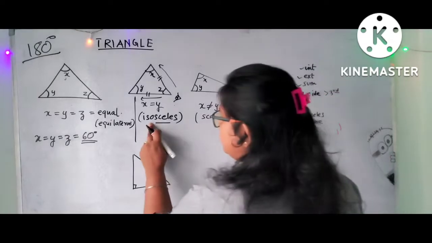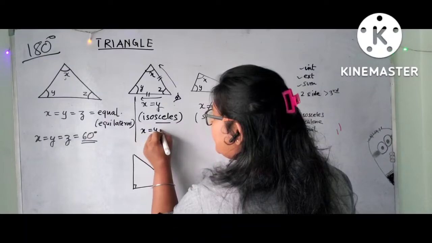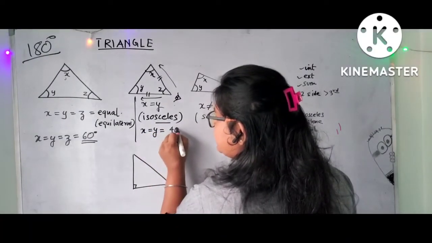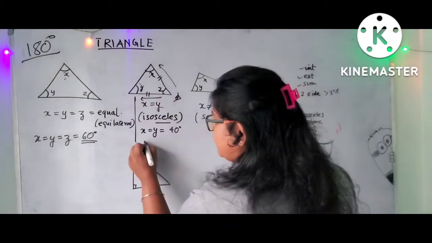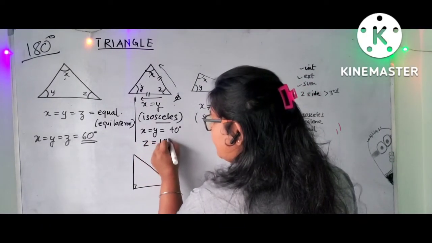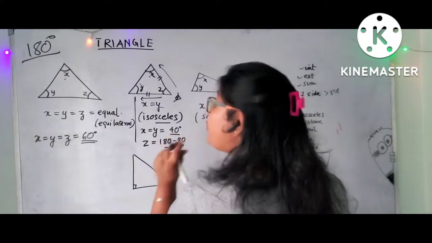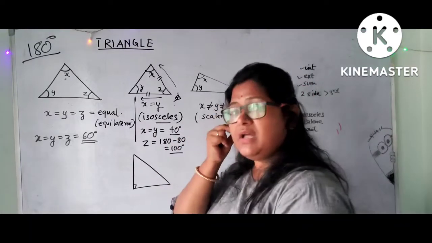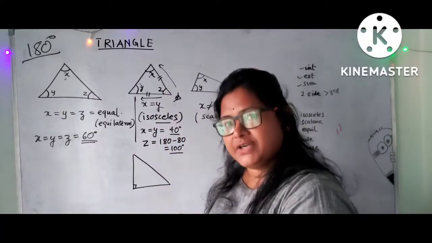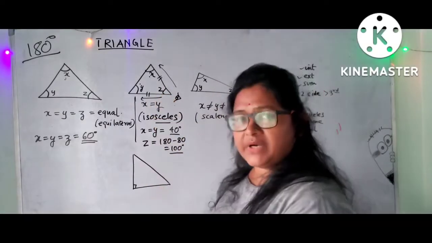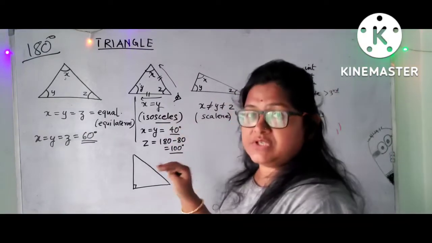Alright. Now in this case I can tell you, suppose x is equal to y and suppose they are 40 degrees each. 40, 40. That means it is 80. Then what will be my z? It will obviously be 180 minus 80. That is 100 degrees. So this can be a possibility. Any triangle can have this. Now instead of 40, if I have 50, that means 50, 50, 100. Then what is my z? It will be 180 minus 100. That is 80. So this is just one example of an isosceles triangle.